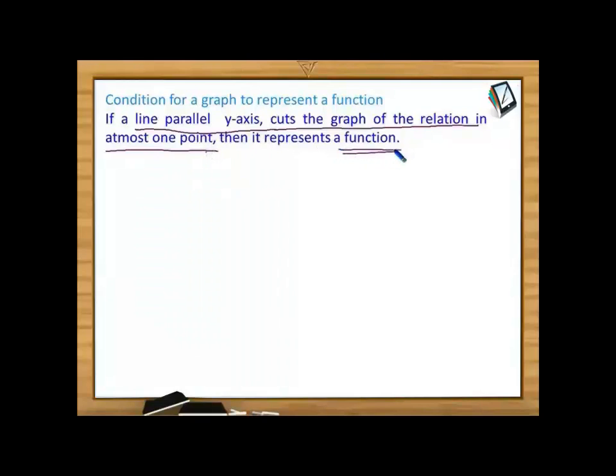Now let us see this from a geometry perspective. Now I am taking one graph. This graph represents some relation. I have to establish whether this is a function or not. So what this condition says, a line drawn parallel to y-axis. See, I have drawn a line which is parallel to y-axis. Now what do we observe? There are 2 points where the graph is cutting. One is at this point and one is at this point. At 2 points, this graph was cut by the line which I have drawn parallel to the y-axis.